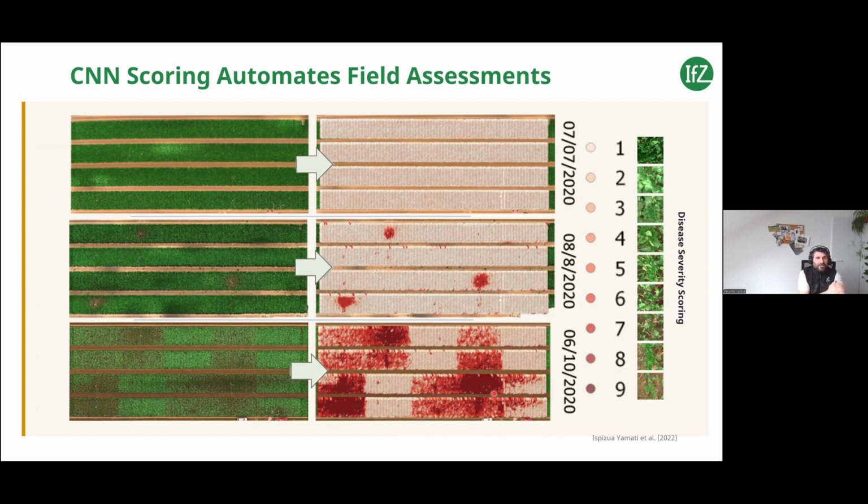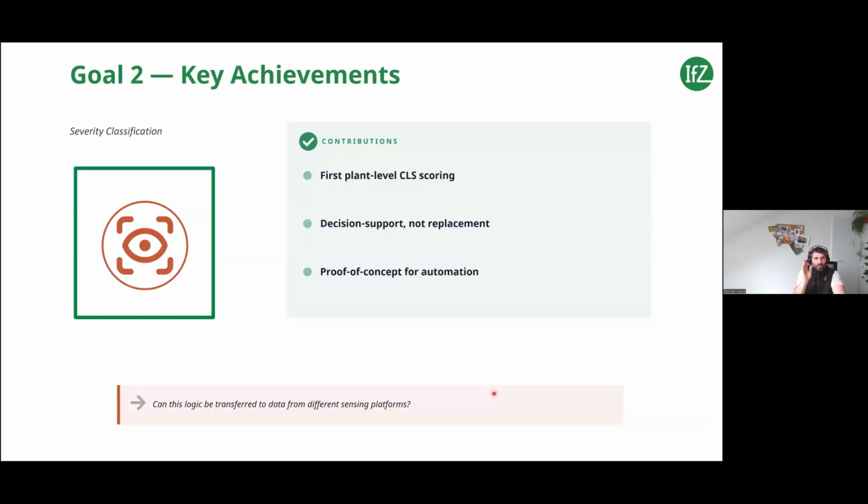But now the question is, when we achieve that at plant level, we get the severity classification. The CNN is positioned as decision support. It helps augment expert judgment, not replace it. That is very important for me: we show that when we have a stable, homogeneous severity scoring, we can help the expert in the field to be more homogeneous in their scoring.